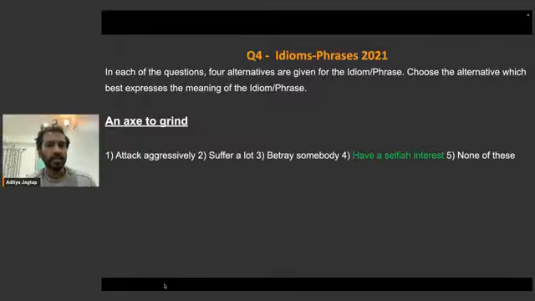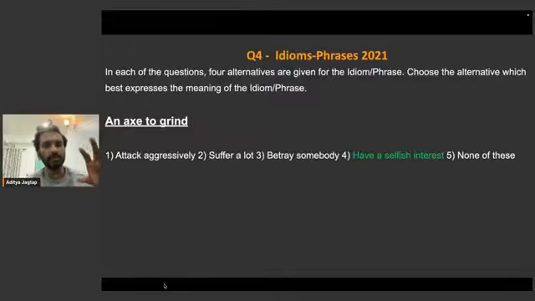Now, when I say doesn't make sense, I am saying this with the foreknowledge of what I know an axe to grind means. If you didn't know what axe to grind means, the explanation of doesn't make sense is not a good explanation.